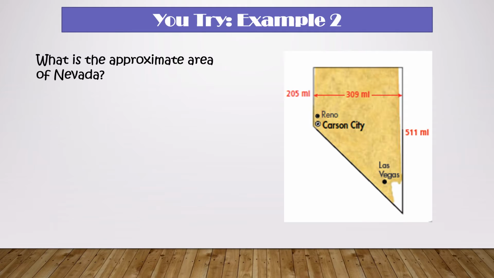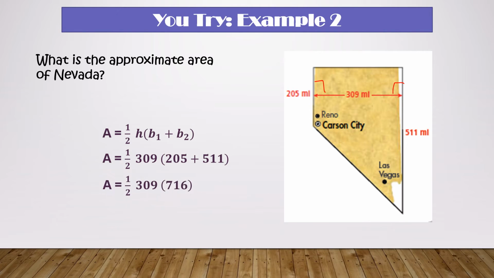Next is the approximate area of Nevada. The height is always between the two bases. So even though it doesn't say on here that it's perpendicular, we can definitely assume it is, because we're learning about trapezoids right now. So the height would be 309, base 1 would be 205, base 2 would be 511. You're going to add 205 and 511 together first, and then multiply that all together in your calculator, and you get 110,622 miles squared.